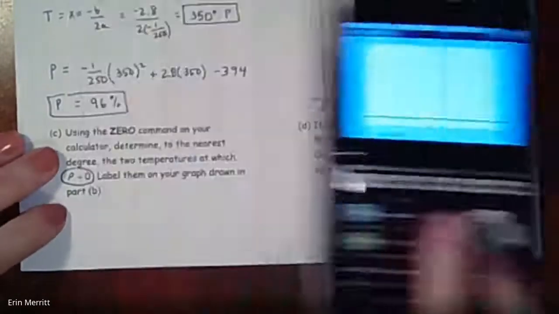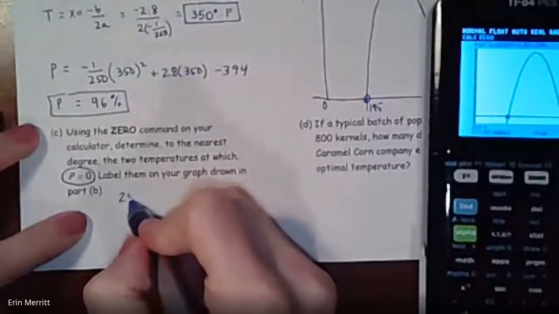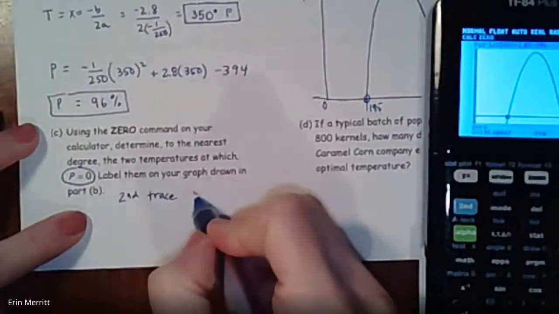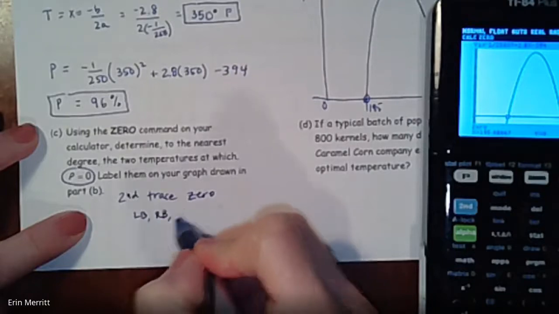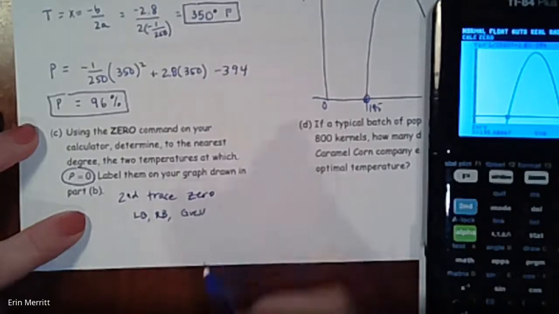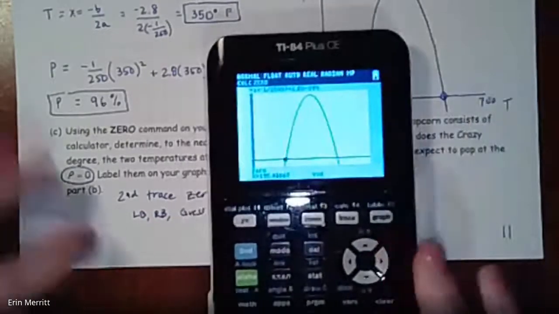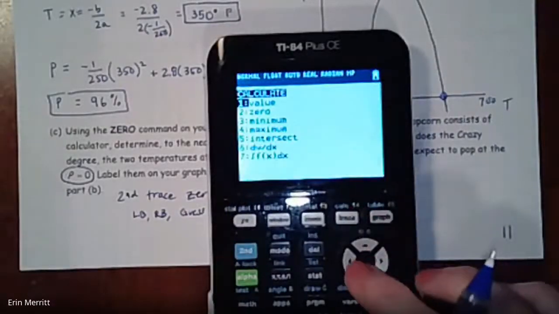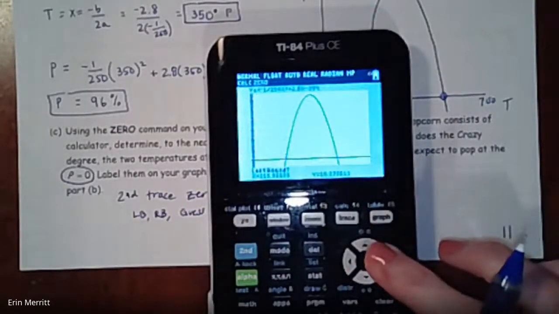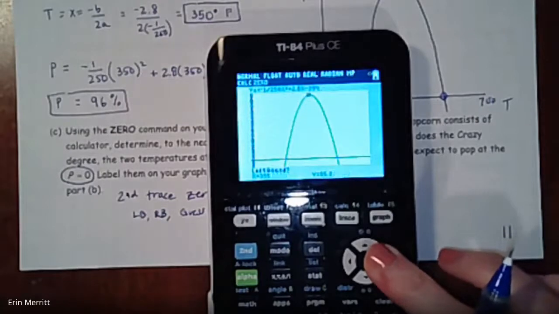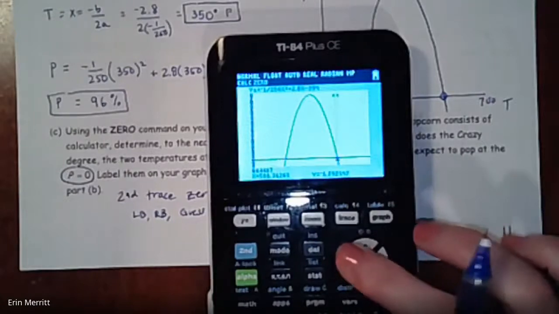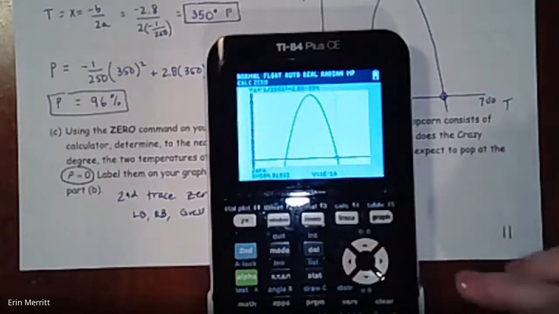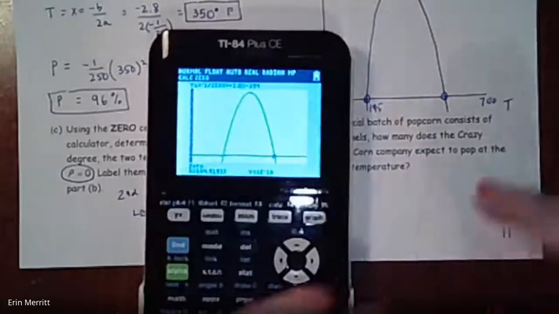And then I'm going to repeat those steps. So in case I miss anybody, second, trace, 0. Then it asks for a left bound, right bound, and a guess. All right, that's the run through. So let's try it again. Second, trace, 0, and then slide all the way over. Stay to the left, hit enter, shimmy to the right, hit enter, come back. So 504.9, so that would round to 505.